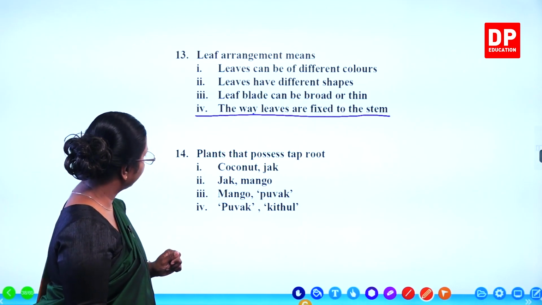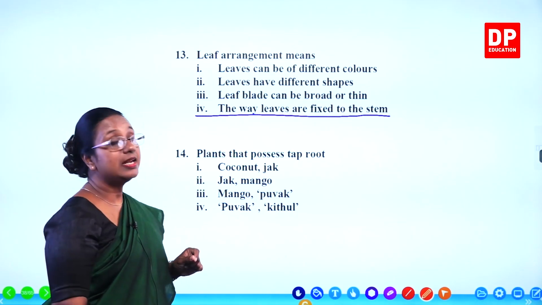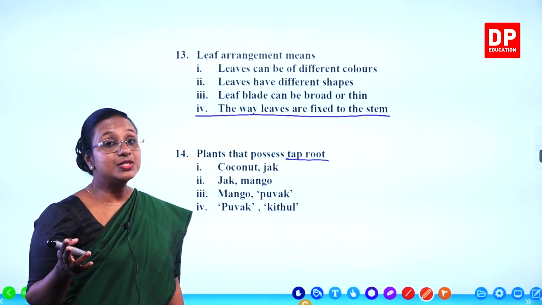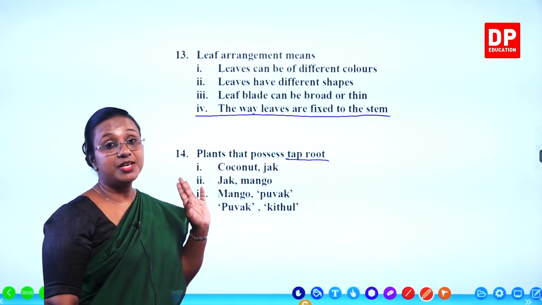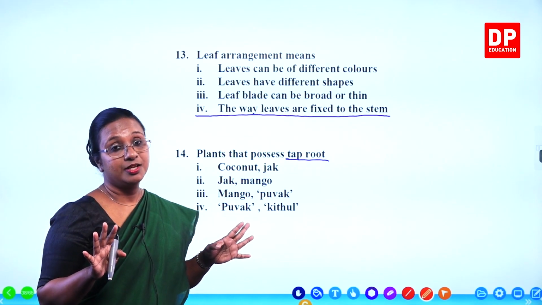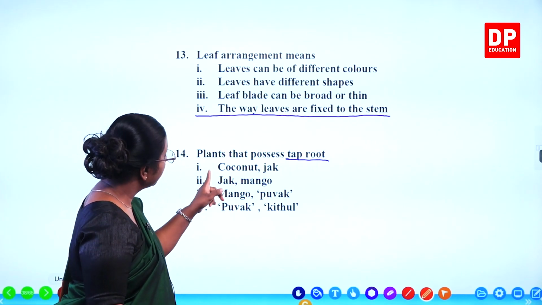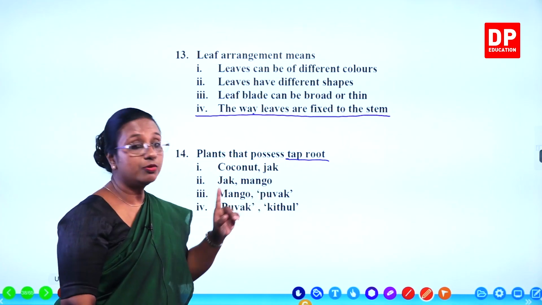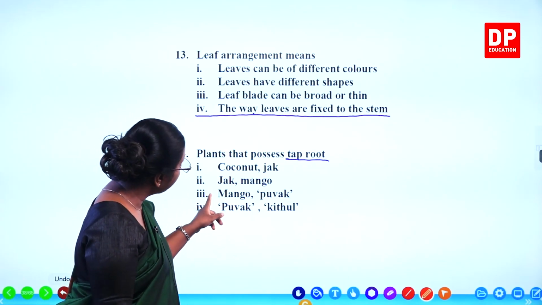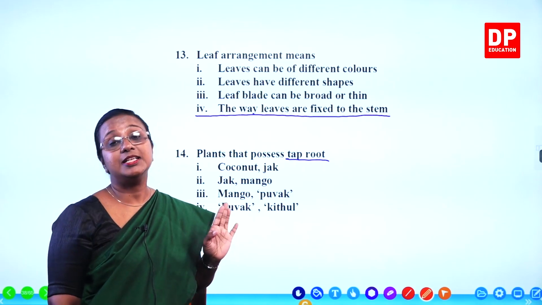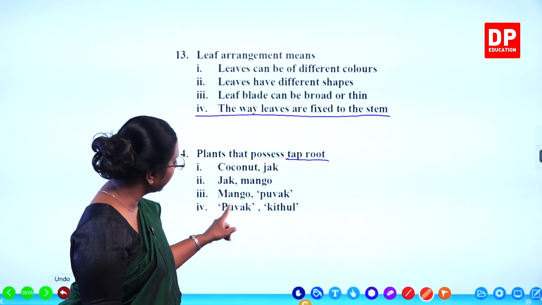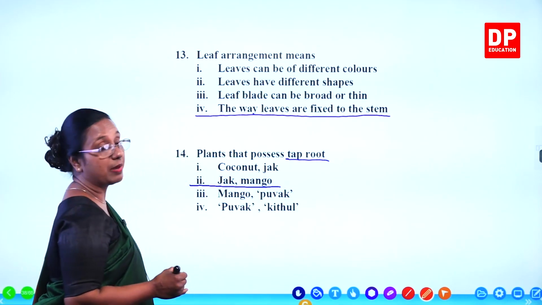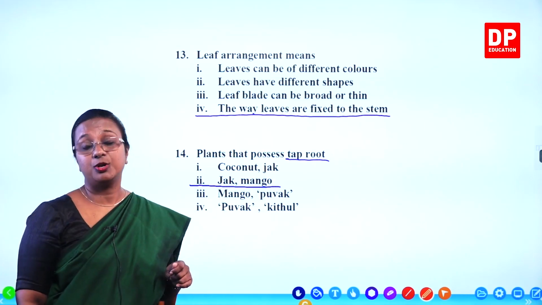Then we have the 14th question. Plants that possess taproot. This you have discussed or learnt before also. So plants that possess taproot, that you know well, students. Usually the dicots have taproots. Coconut has a fibrous root. Jack has a taproot. Jack, mango, both of them have taproot. Areca nut has a fibrous root. Again, areca nut and kitul both have fibrous root. So the correct answer is jack and mango. Both of them have taproots.